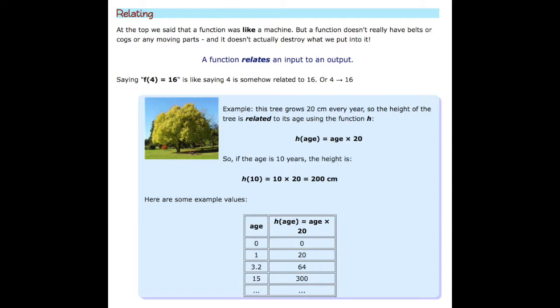Like for example, this tree grows 20 centimeters every year, so the height of the tree is related to its age using the function h, for height. Let's say the age of the tree is 10 years, so we will find the height by putting 10 years as an input. So h of 10 is equal to 10 times 20. So we will get the height of 200 centimeters.